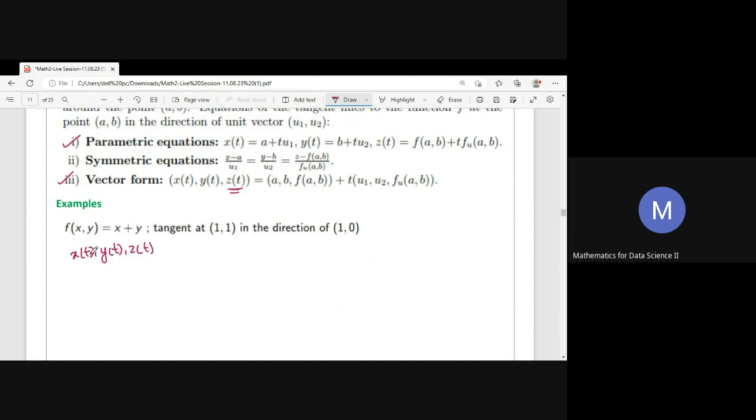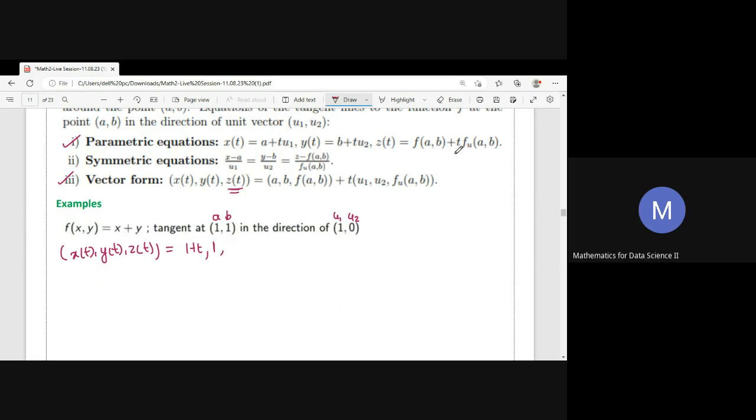So first we have to find this x of t, y of t, z of t. Now for this, what is your a comma b? First of all, you should note what your a comma b is at whichever point is given. And what is u1, u2? It is the direction of the unit vector. Here the vector is already a unit vector, so straight away we can take it as u1, u2. So a, b is given, u1, u2 is given. So what is x of t then? X of t is a plus t u1, so 1 plus t. And what is y of t? 1 plus t times 0, so it is simply 1.